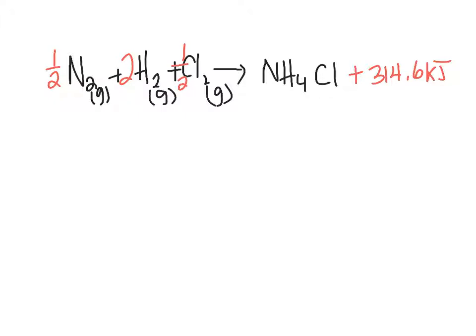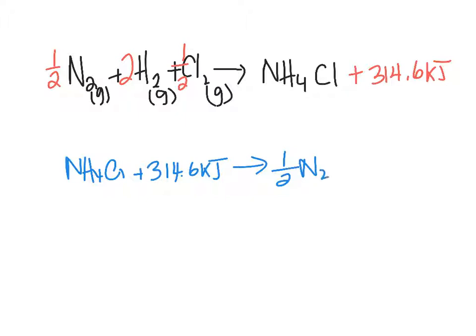But now it wants the amount of energy to produce hydrogen gas from the decomposition. So decomposition means we're going to flip it. So now, NH4Cl plus 314.6 kilojoules will produce half a mole of N2, 2 moles of H2, and a half a mole of Cl2.